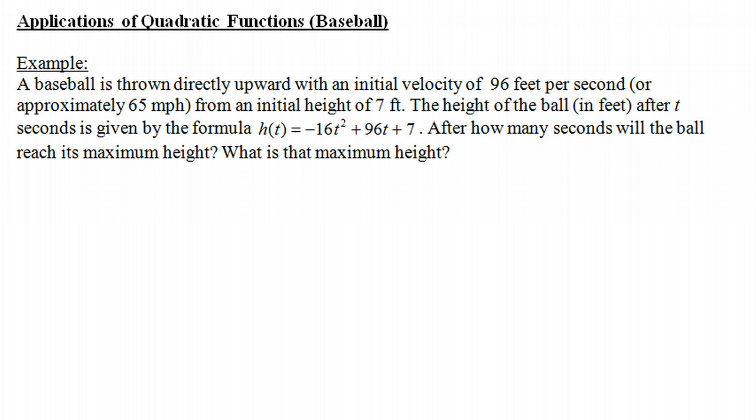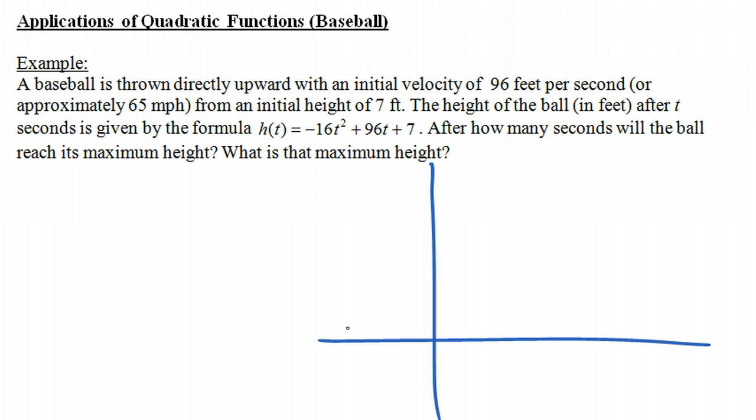Now notice that h of t is a quadratic function, so its graph will be a parabola. And also, since the coefficient of t squared is negative, it's negative 16, it's going to open downward. In fact, if we were to try to graph this, it would look something like this. The 7 here is going to be the initial height of the ball, right? h of 0 is 7. And the question is, what is the maximum height of the ball?